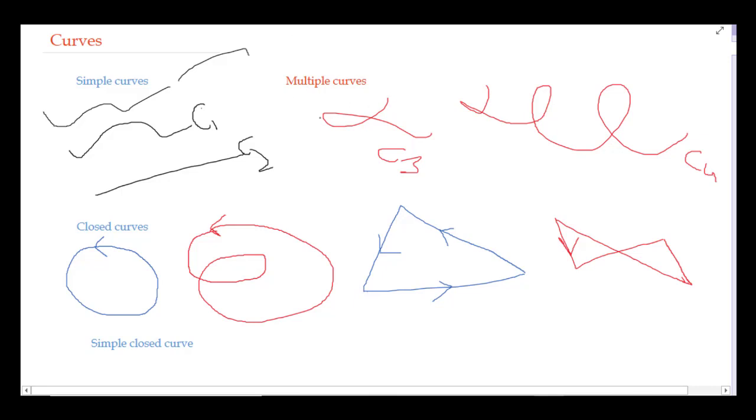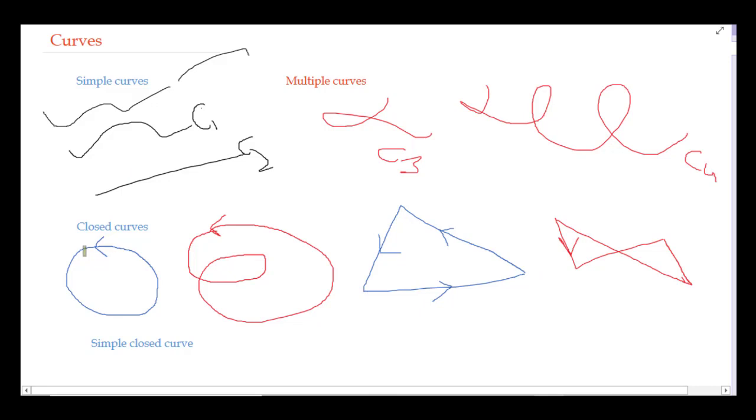Multiple curve. This is having a loop. This is having multiple loops. So these are multiple curves. Now closed curve. This curve is closed. This curve is closed. It's very simple to check whether the curve is closed or open. These are open and these are closed.